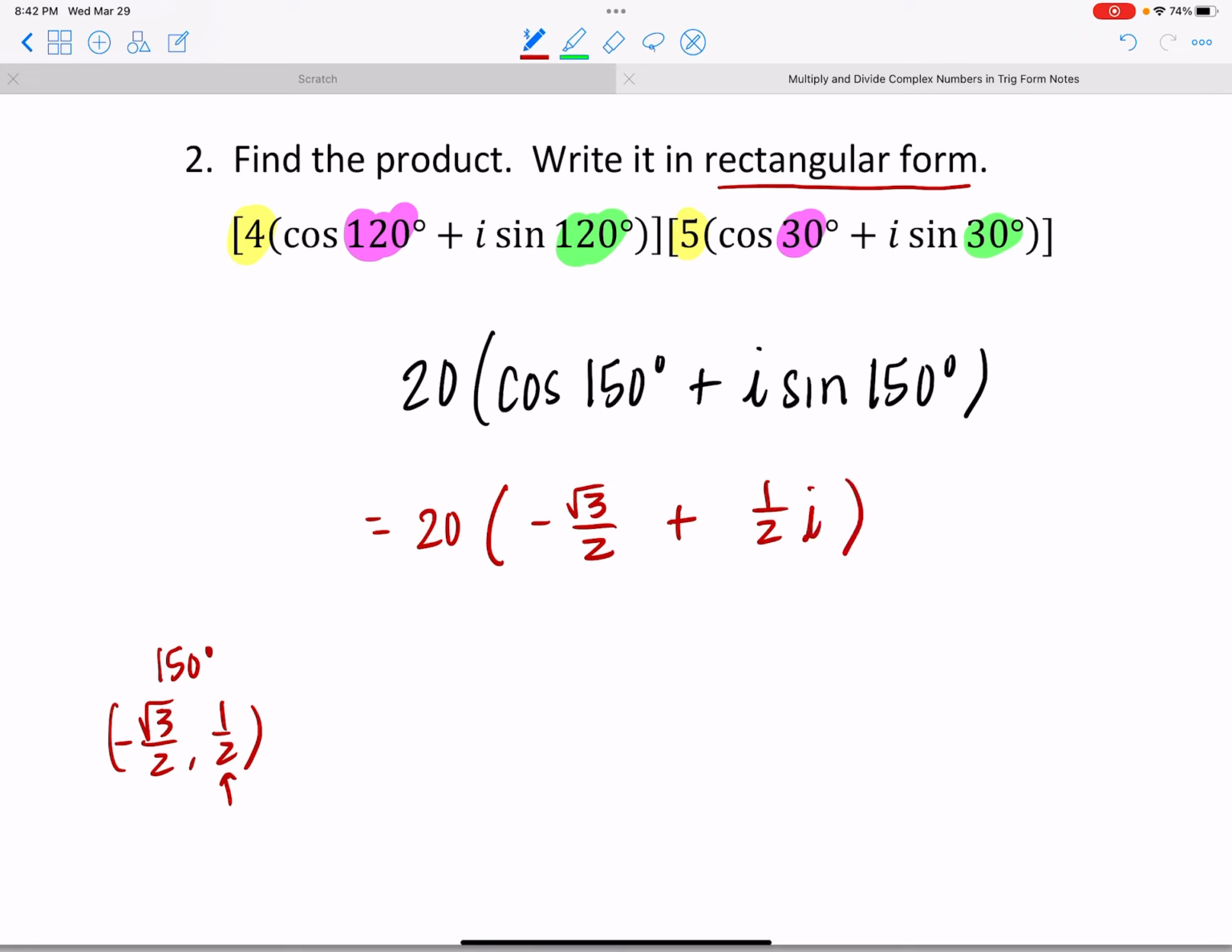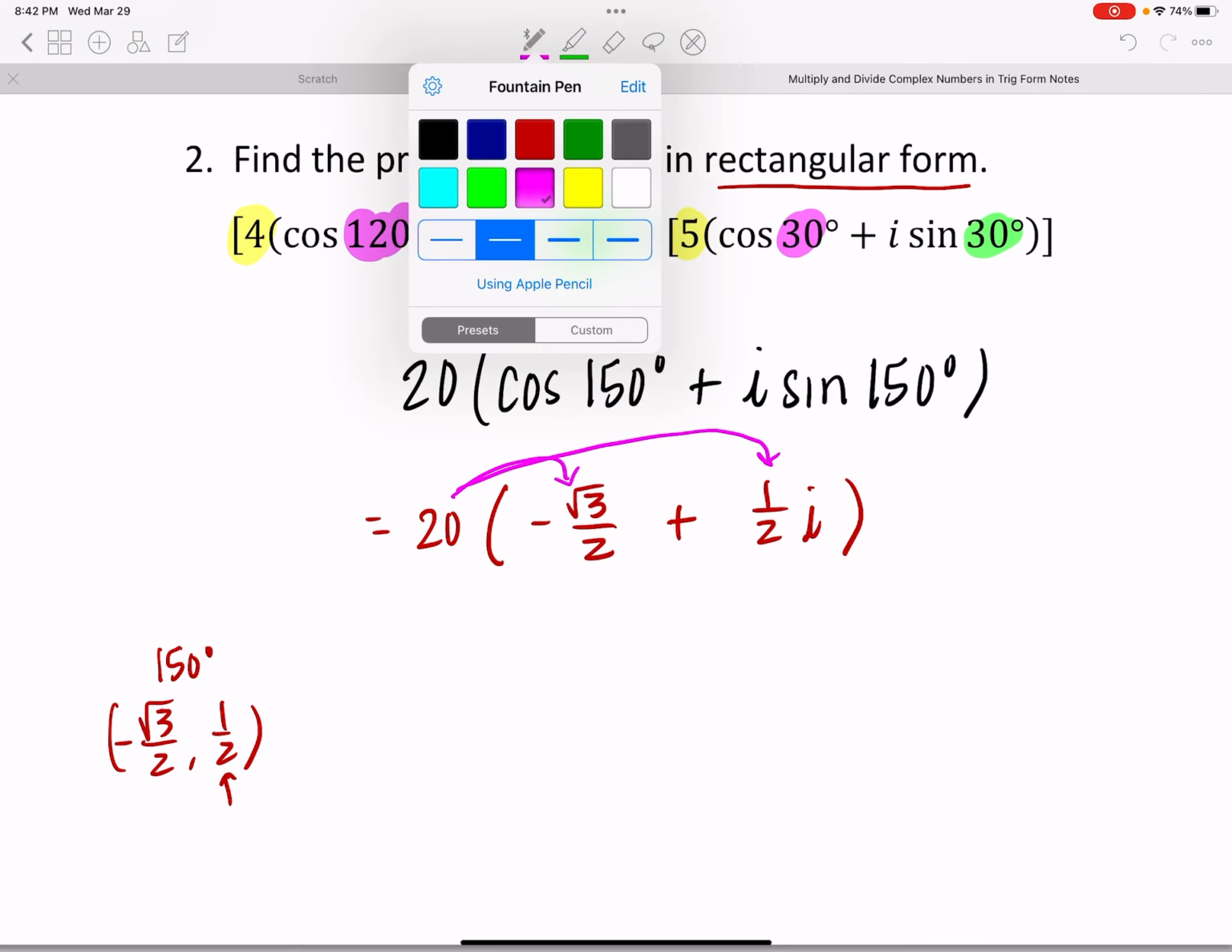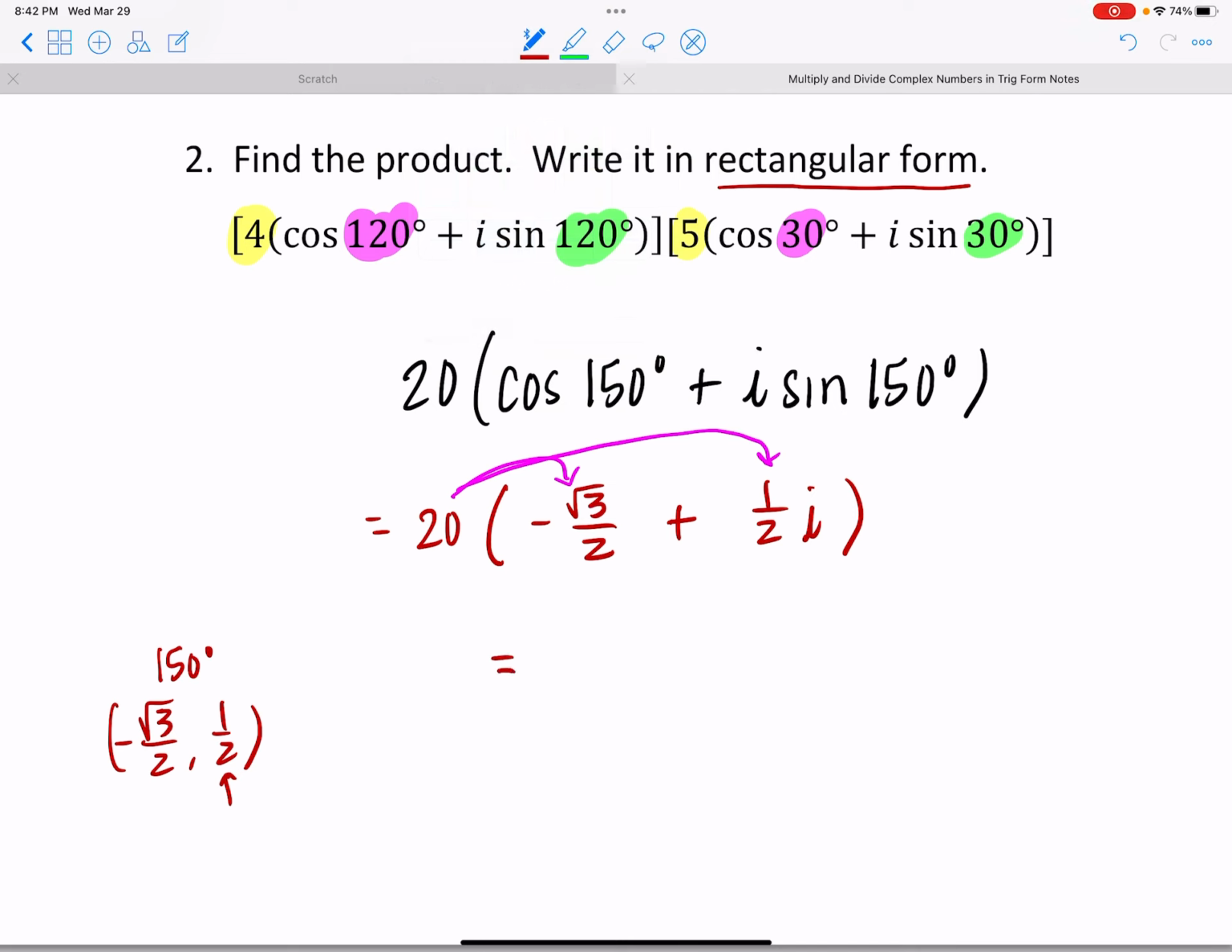And then to complete the rectangular form, I just need to distribute. So multiply here by 20 and multiply here by 20. And we end up with no more parentheses. We end up with our rectangular form. So 20 divided by 2 is going to make that a negative 10 in front of our radical 3. And then half of 20 again is going to make 10, but this is positive in front of i. And that's the rectangular form for this complex product.